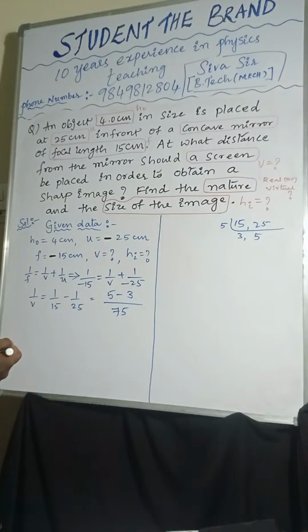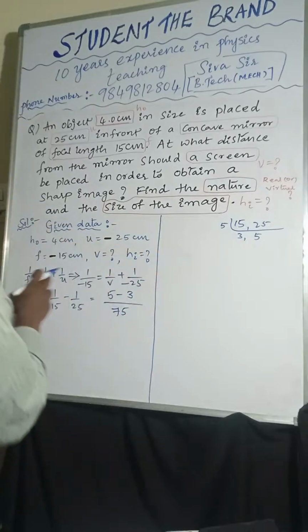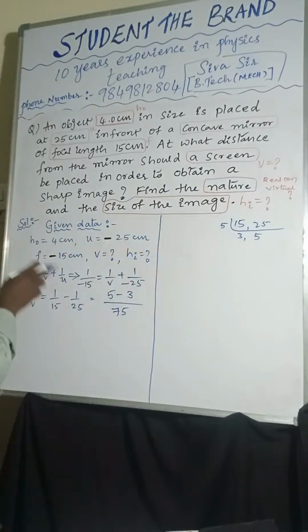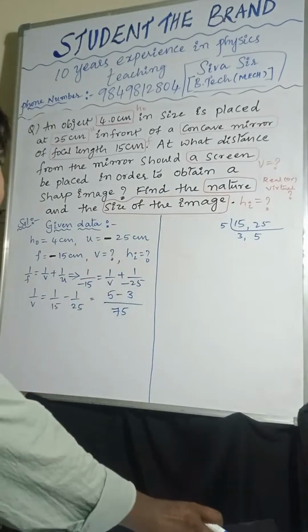Mirror formula. Focal length is 15, object distance 25, so the image will form real and inverted. Any mistake? Focal length is 15, correct, right? Mirror formula: 1 by f equals 1 by v plus 1 by u. We have to find the v value. Focal length is already here, so we are taking 25 to that side.